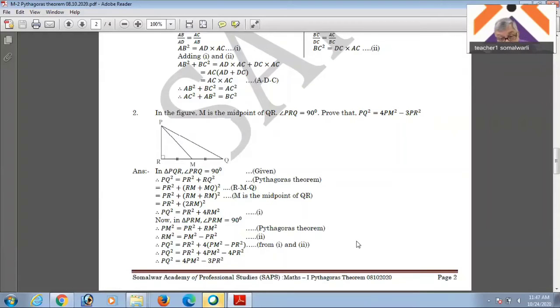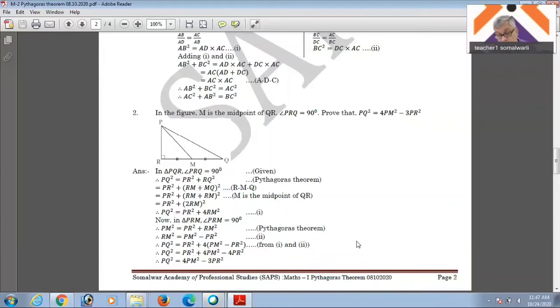Now, RQ can be written, M being the midpoint, as RM plus MQ whole square. In place of RQ, we have written RM plus MQ whole square. Because M is the midpoint, we have replaced MQ with RM, being RM plus RM, which becomes 2RM. So the equation becomes PQ square is equal to PR square plus 2RM whole square, which becomes 4RM square. So the final equation 1 is PQ square is equal to PR square plus 4RM square.